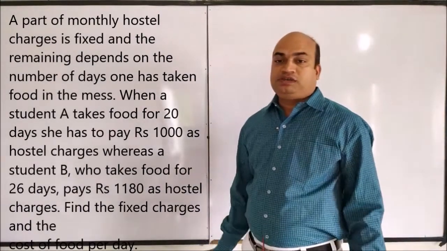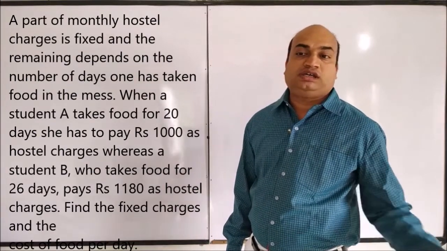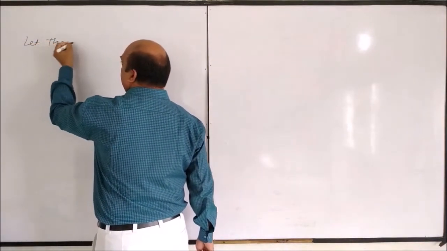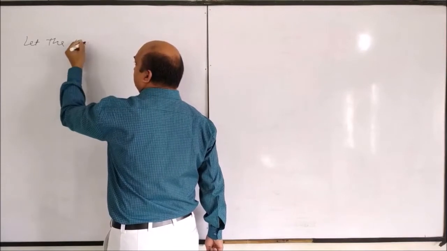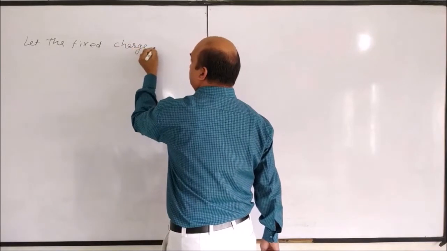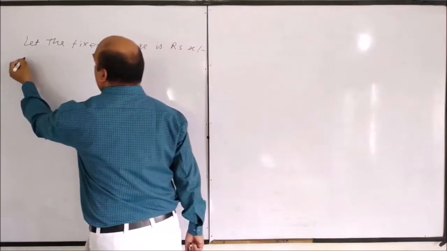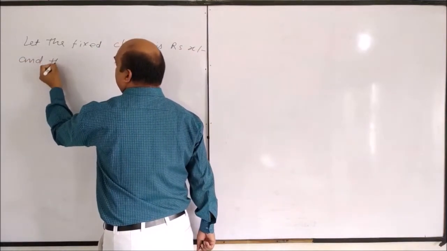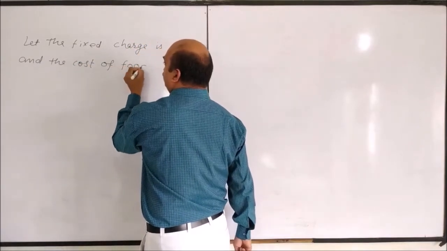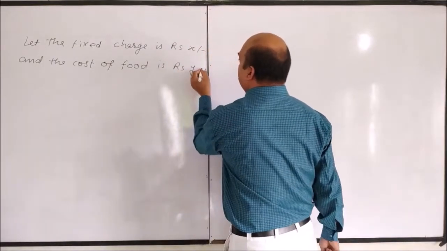We will consider the fixed charge as rupees X and the cost of food per day as rupees Y. We write, let the fixed charge is rupees X and the cost of food is rupees Y per day.